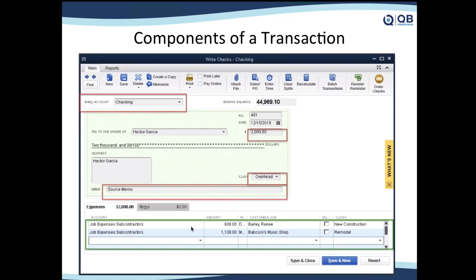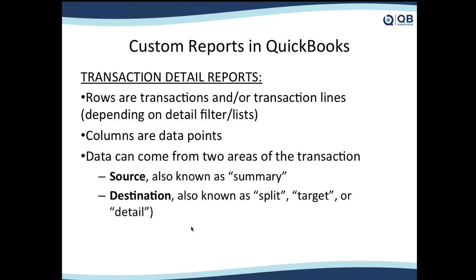Basically, everything you see highlighted in red is considered to be a source. And by the way, the payee is also there. I just didn't put a box in there. So everything you see highlighted in red is the source data, and everything you see highlighted in green is the destination data or the split data. As a matter of fact, you can have four names for destination. So just in your mind, the words target, destination, split, or detail, they're all used interchangeably. And the words source and summary are also used interchangeably.